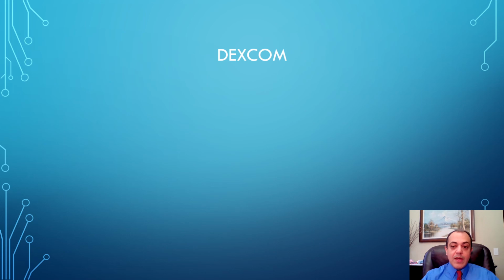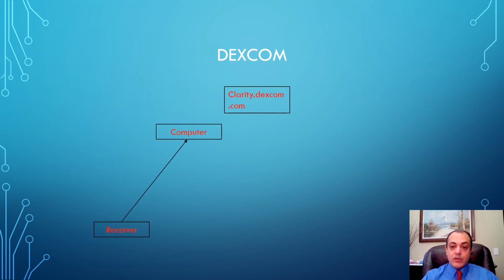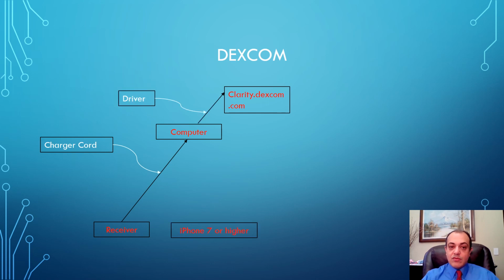So again, let's talk about the connections and how they work in the case of Dexcom. It follows the same pattern. You have this Clarity Dexcom, which is the gateway, if you will, to the cloud storage. You have the receiver, the black box. You have to upload it to the computer as a patient, and you use for that the charger cord. From the computer, you guessed it, if you said that you need a driver, and then if you have an iPhone 7 or higher, you need to use the app, which is the Dexcom Clarity app, to upload the results and be able to share them.